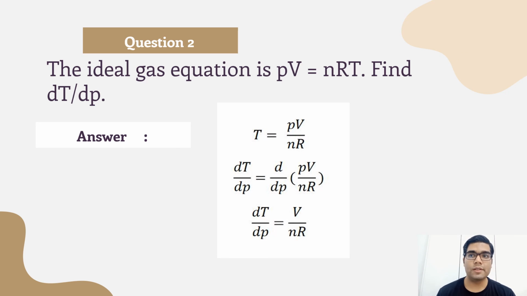The second question is, the ideal gas equation is PV equals nRT. Find ∂T/∂P. Answer. Firstly, rearrange the equation: T equals PV over nR. Then, ∂T/∂P equals ∂(PV/nR)/∂P. Therefore, ∂T/∂P equals V over nR.